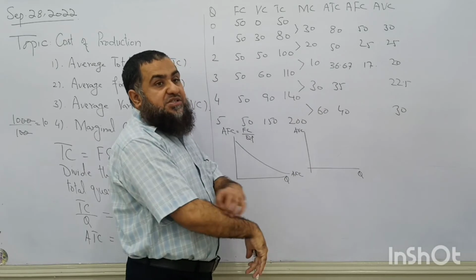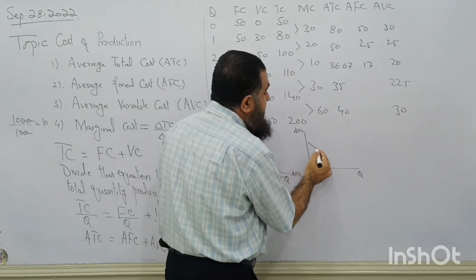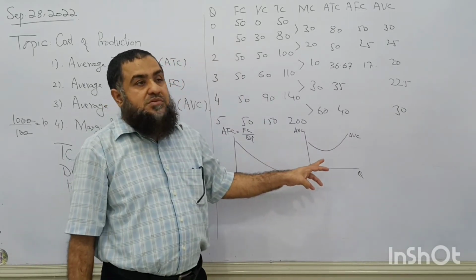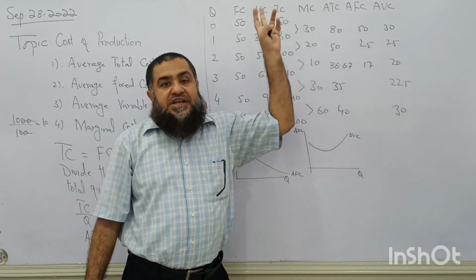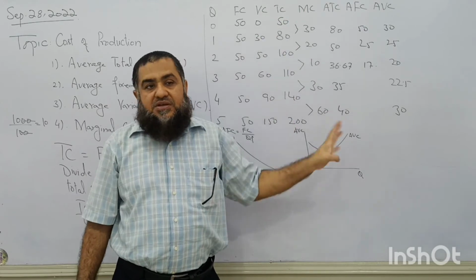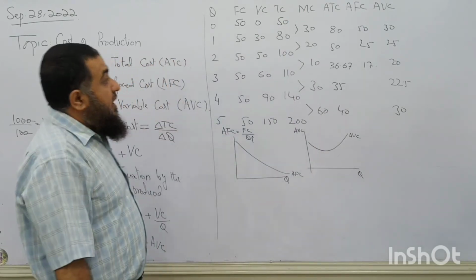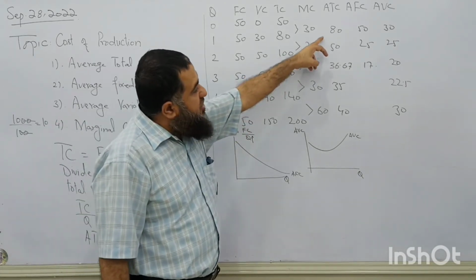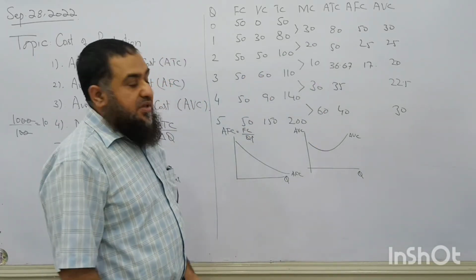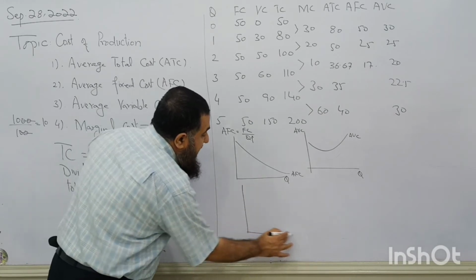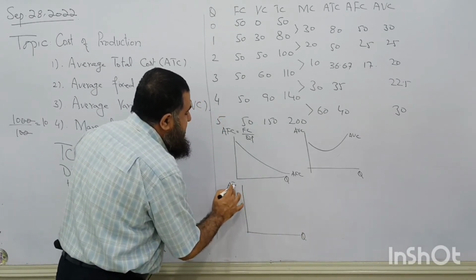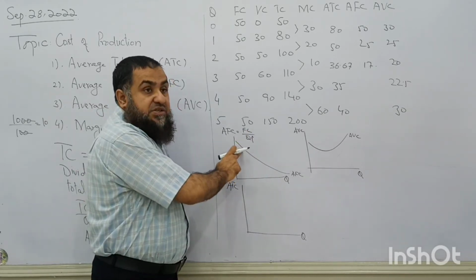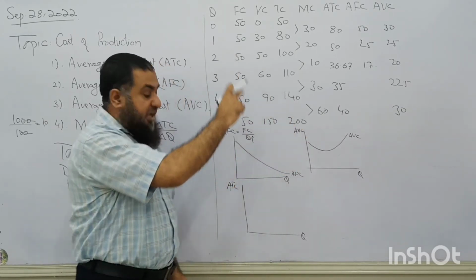Yes. Now what is the shape of average variable cost? Average variable cost is having this shape. First it goes down, going to a minimum, then starts increasing. Clear or not? Now what is the shape of average total cost? Please get attentive. Both average fixed cost and average variable cost are decreasing.